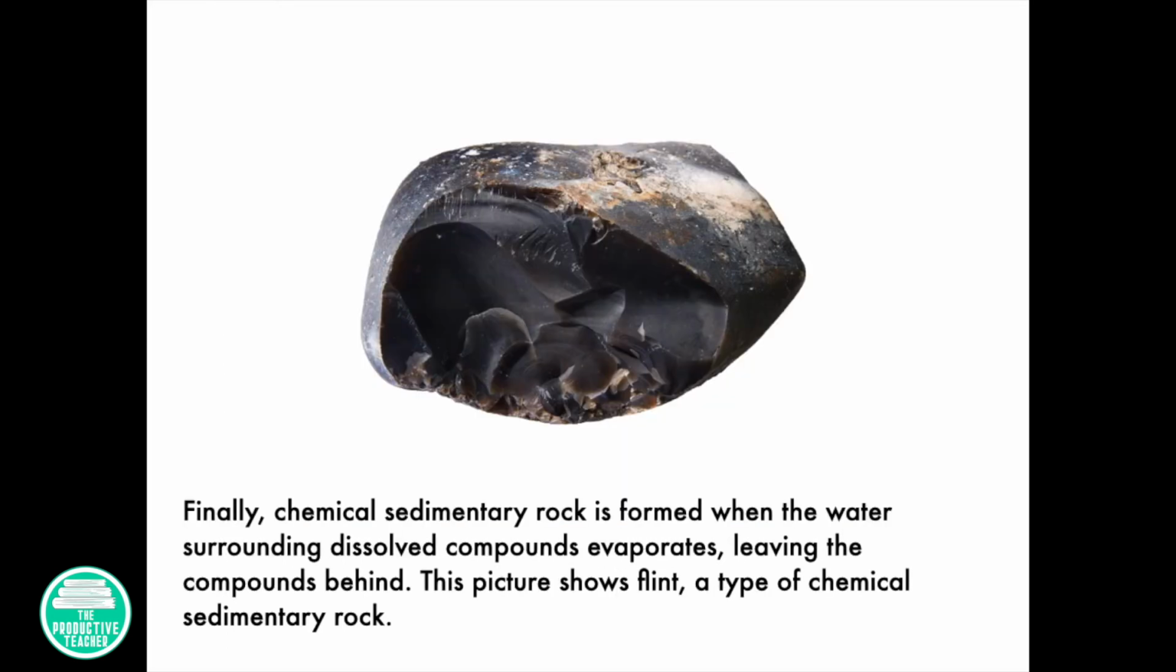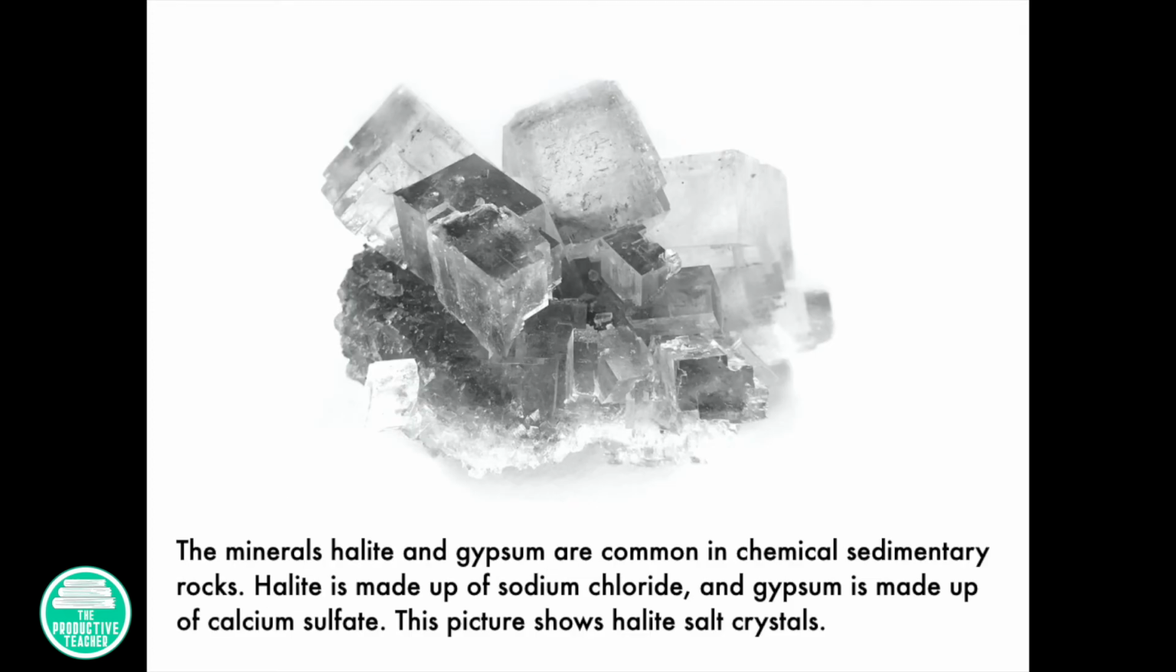Finally, chemical sedimentary rock is formed when the water surrounding dissolved compounds evaporates, leaving the compounds behind. This picture shows flint, a type of chemical sedimentary rock. The minerals halite and gypsum are common in chemical sedimentary rocks. Halite is made up of sodium chloride, and gypsum is made up of calcium sulfate. This picture shows halite salt crystals.